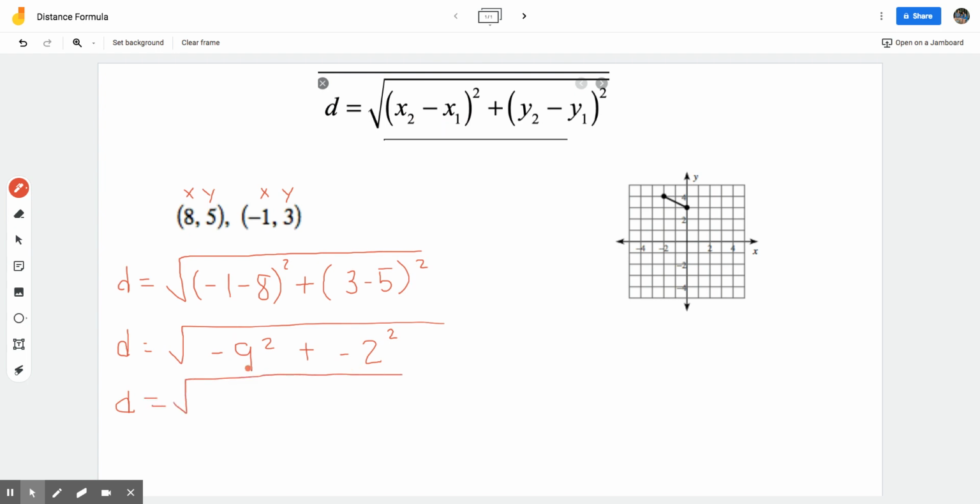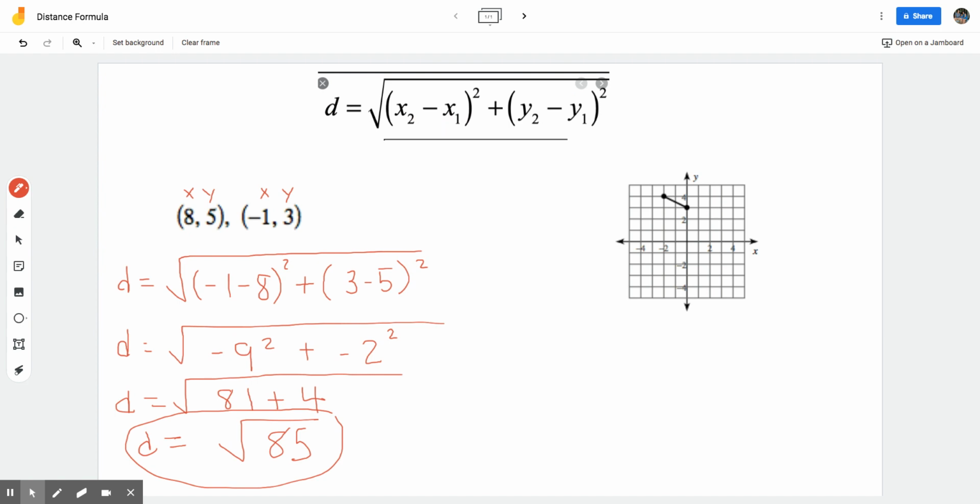-9 squared is like saying -9 times -9, which is 81. And -2 squared is like saying -2 times -2, which is equal to 4. From here, I'm going to do the addition inside there. So I have D equals 81 plus 4, which is 85. Now, I can leave my answer as the radical, or I can type it into my calculator and get the decimal value. And then next week, I'm actually going to show you how to break down these radicals. But for right now, if you want to leave it like this, that's absolutely fine.